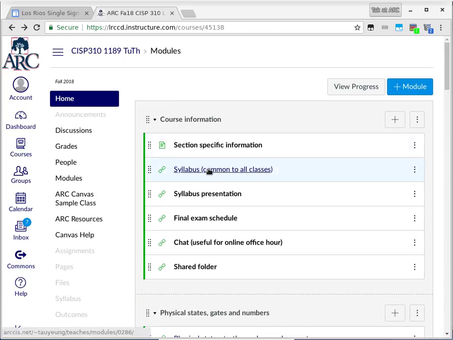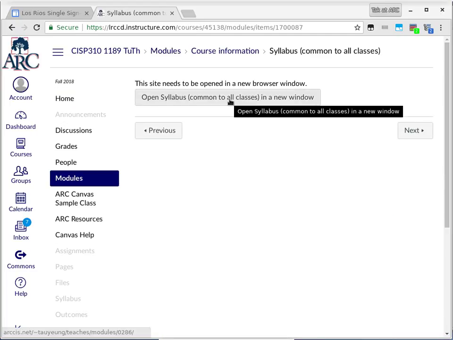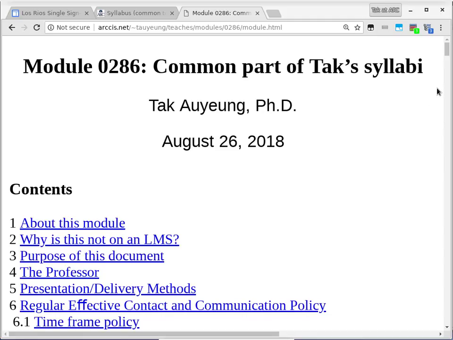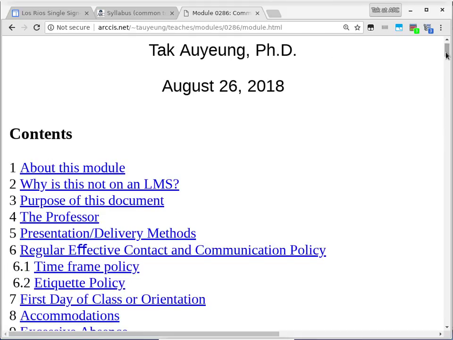So the next portion is the so-called syllabus, but it's not really a syllabus. It's basically either you can click on the PDF. So once again, if you want to print it out and put it into a binder, click on the PDF. On the other hand, if you want to just read it from your cell phone, the HTML version is much more friendly for that purpose. So this is nothing more than a common part of my syllabi for all of my classes. So instead of generating one individual syllabus for every single class, I just break it up: one section that is dependent on the section itself, and the other part that is common to all of my classes. Is that okay?